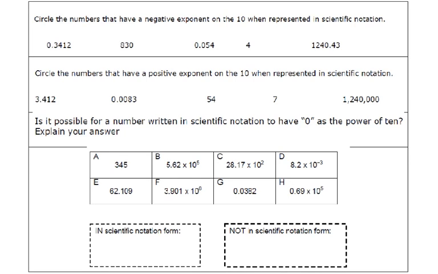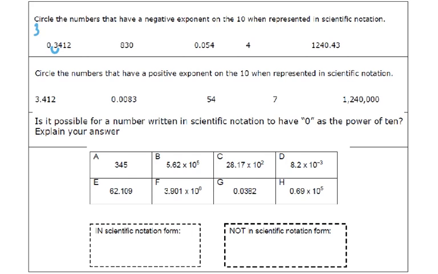This video is for the scientific notation calculator help page and the scientific notation foldable. At the bottom it says, circle the numbers that have a negative exponent on the 10 when represented in scientific notation. So remember to change to scientific notation. We want the decimal to the right of the first whole number. So the decimal here, we would move one spot.